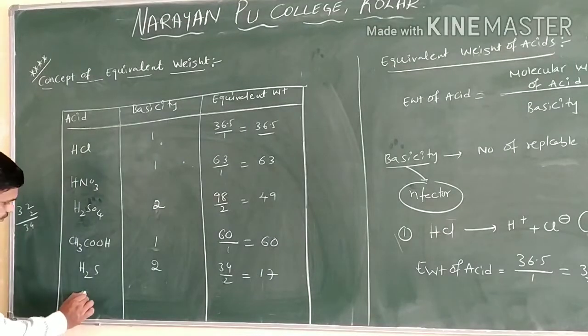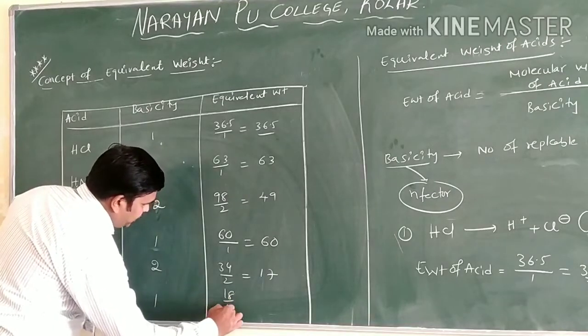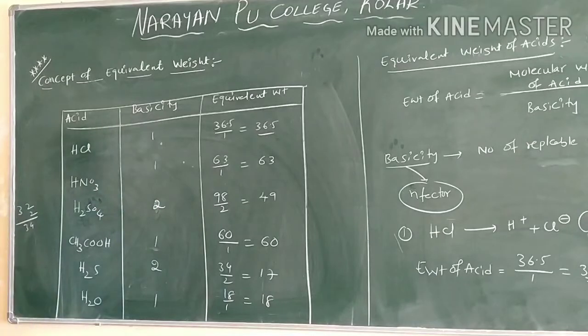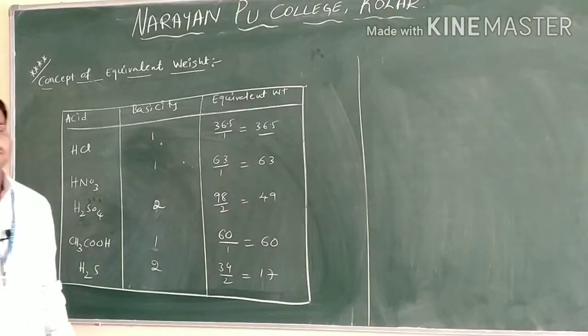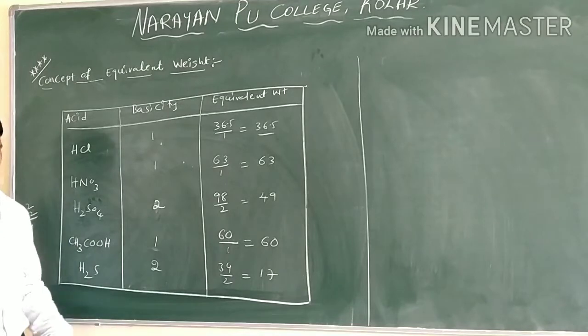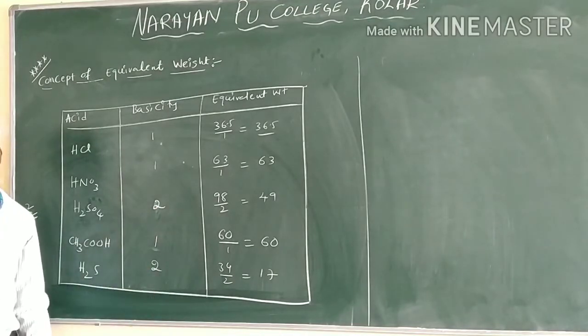If we take water, water can be dissociated into 1 H plus ion and 1 OH minus. Basicity here is 1 only. So 18 by 1, you will get 18 only. So I wrote here water. Water comes under neutral only. We cannot call it an acid. So these are some of the examples for the equivalent weight of acids.